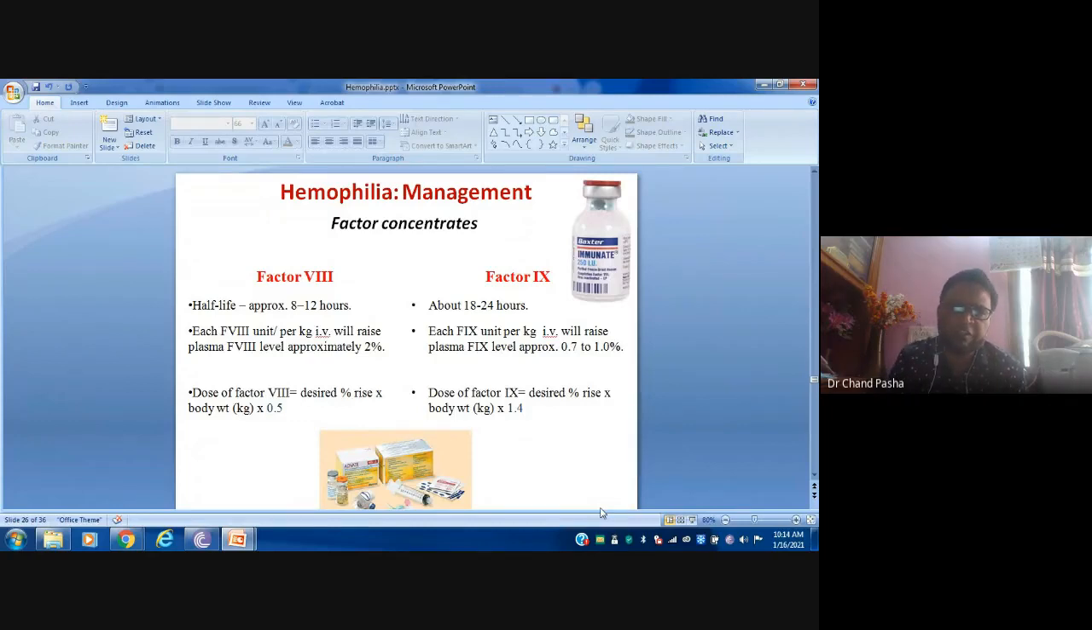But if you are using both the things, see, if a surgical procedure is going on, and if continuous bleeding is going on, then what happens? Then both the things you are supposed to use.